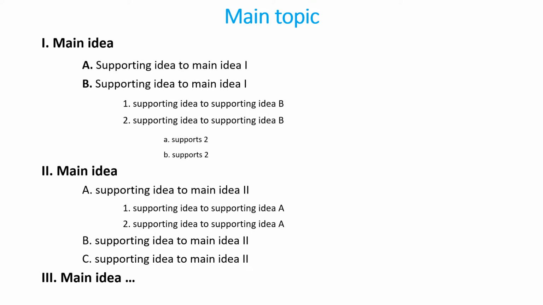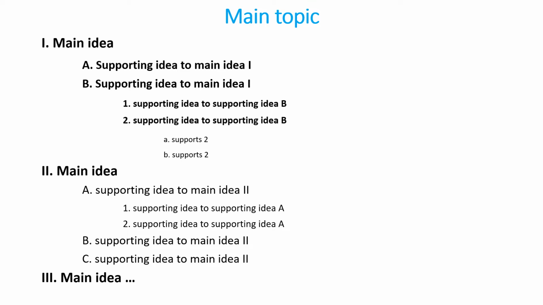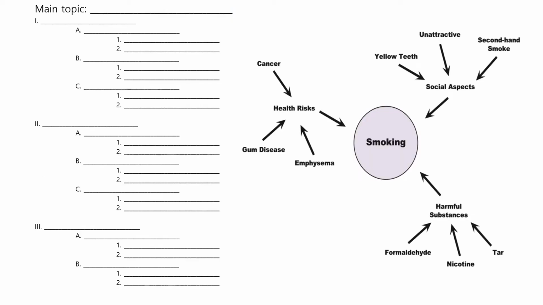So if we look at number 1 again, I, we have two main supporting ideas. We have an A and a B. A and B support I. Now, if there's more specific ideas, for example, if there's an idea that supports B, we might have a 1 and a 2. If there's even more specific ideas, we might have a small a, small b, and so on.